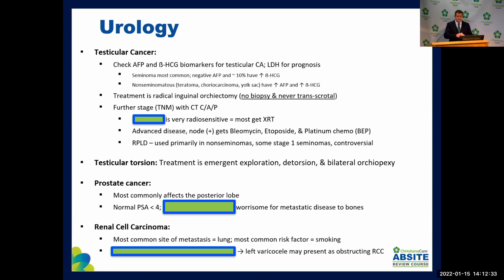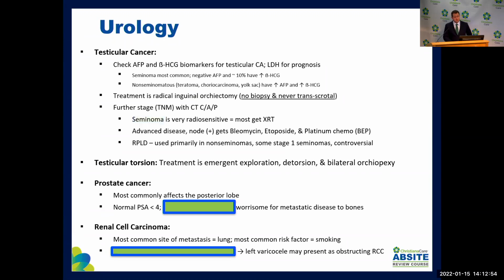The treatment begins the same for both. It's a radical inguinal orchiectomy, no biopsy, and never transscrotal, right? Because you want to resect that lymph node basin with it. Then you can further stage it with a CAT scan of chest, abdomen, and pelvis, looking for more metastatic disease or pelvic adenopathy.